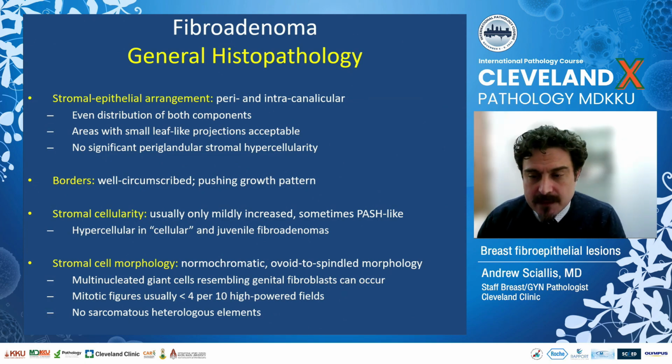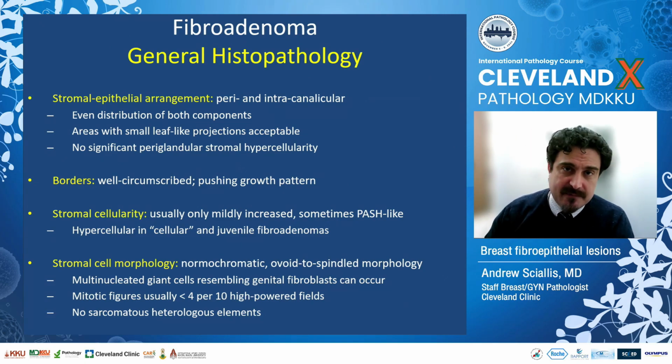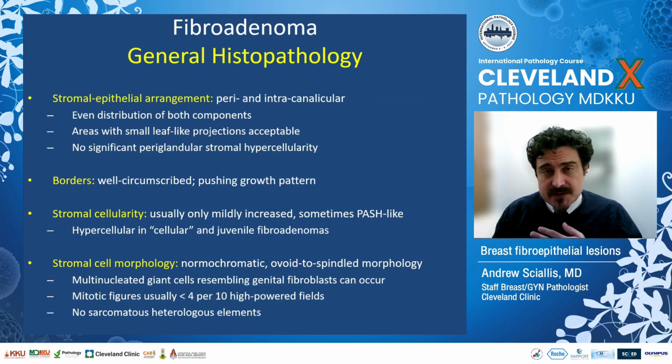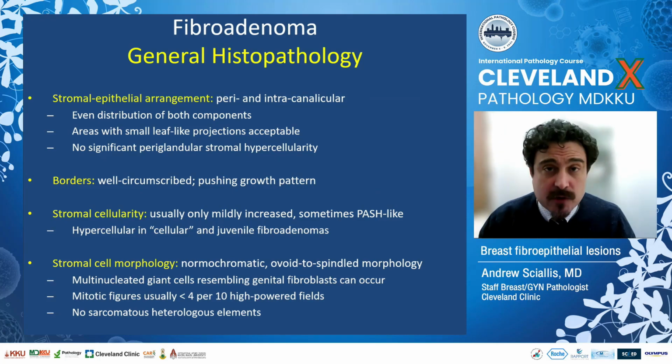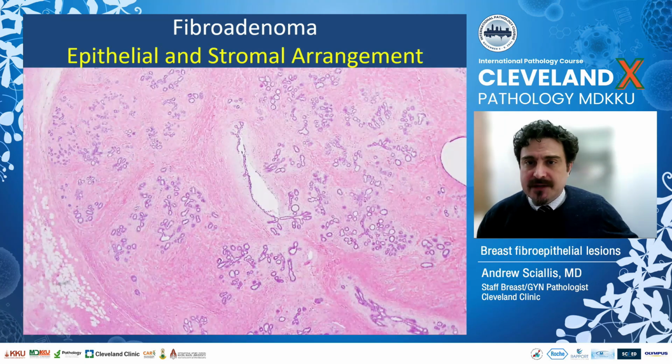Stromal cell morphology: the cells should have normal chromatin nuclei, no hyperchromasia. They can sometimes be plump with an ovoid nucleus to very spindled and PASH-like. Multinucleated giant cells resembling genital fibroblasts can occur. Mitotic figures usually are less than 4 per 10 high-power fields. And when looking at a lot of these breast lesions, you're happy when you can't find any, so less than 1 per 10 high-power fields. And then we shouldn't see anything that looks like heterologous elements, meaning nothing that looks like bone formation or atypical lipoblasts. So let's take a look at some pictures.